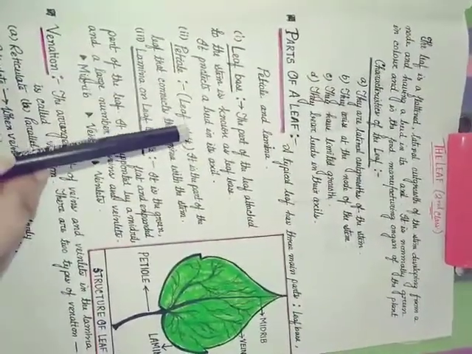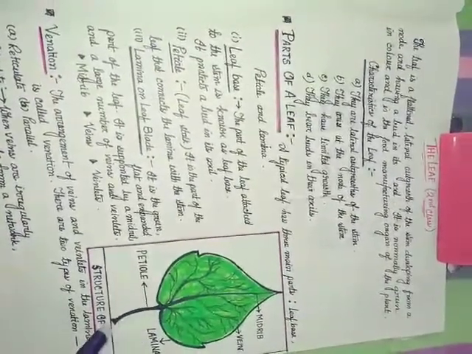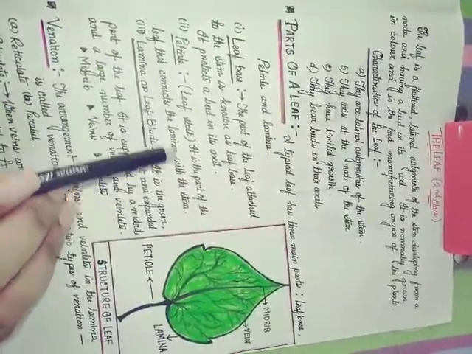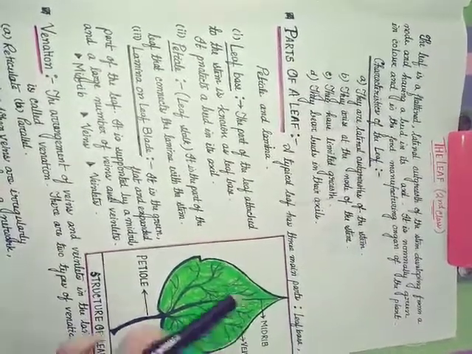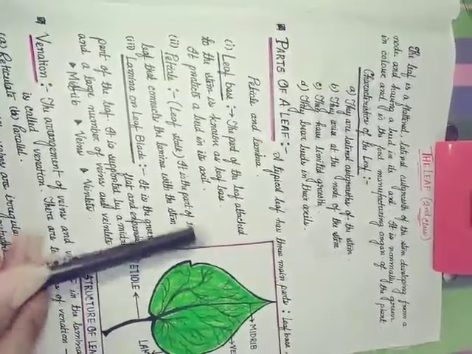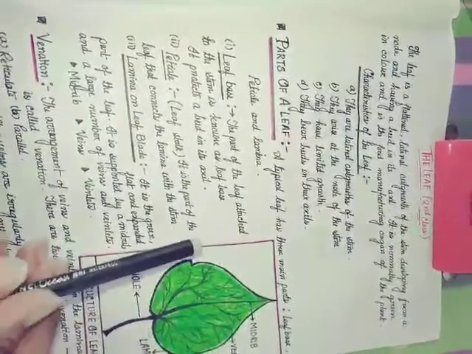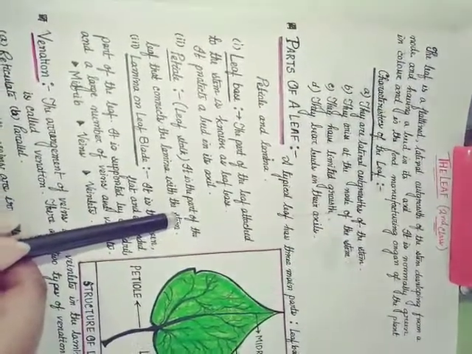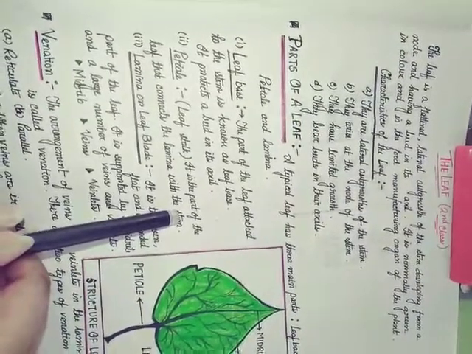Now the petiole, or leaf stalk. This one is the petiole. It is the part of the leaf that connects the lamina with the stem. The petiole pushes out the lamina and helps to secure more sunlight. Some petioles are short, some are long. In water hyacinth, a water plant, the petiole swells up into a spongy bulb-like structure.